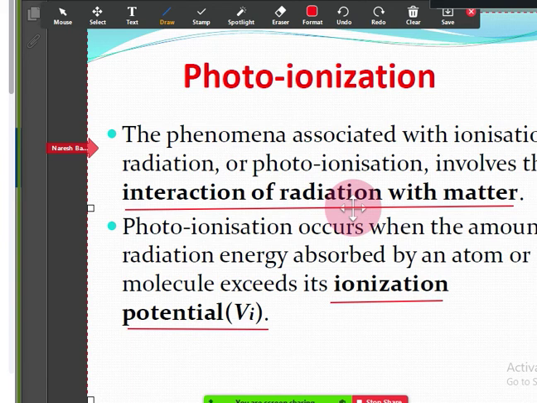Okay, so see the point. Photoionization occurs when the amount of radiation energy absorbed by an atom or molecule exceeds its ionization potential. So whenever photons, or whenever radiation energy, fall on the atoms, the amount of energy absorbed by the atom should exceed its ionization potential.